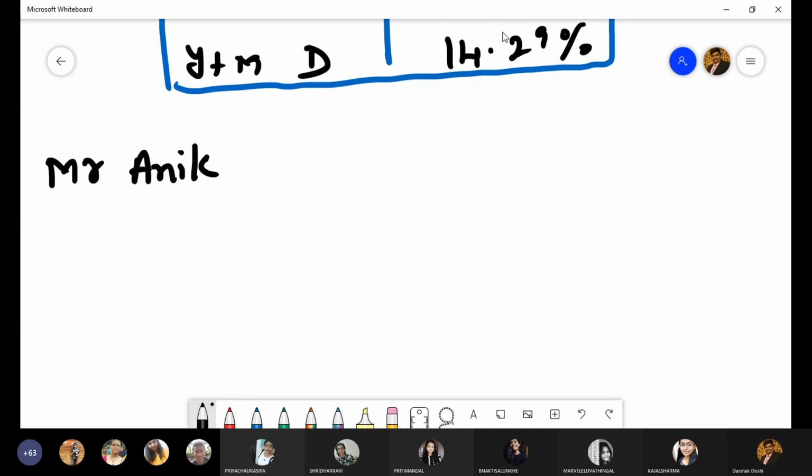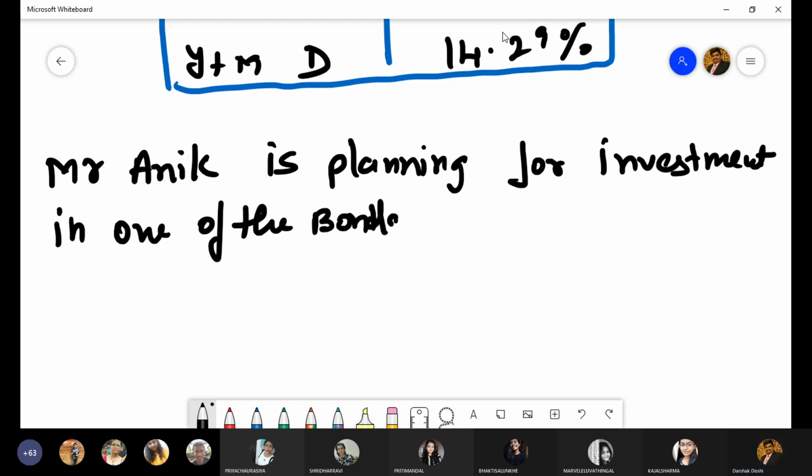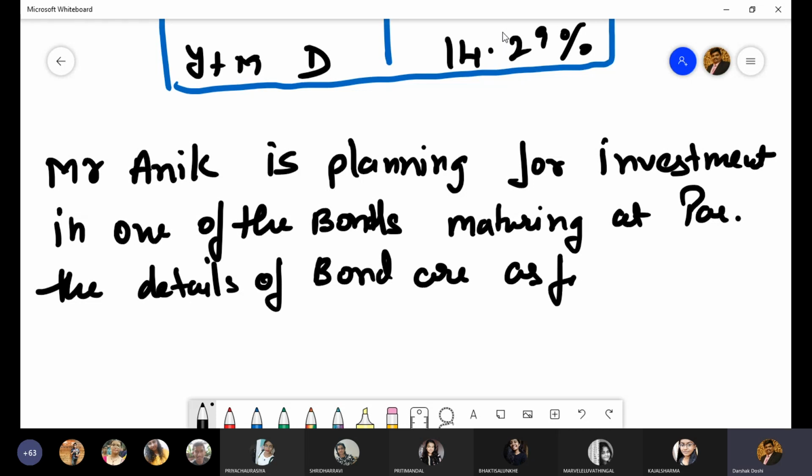Mr. Anik is planning for investment in one of the bonds maturing at par. The details of bond are as follows.